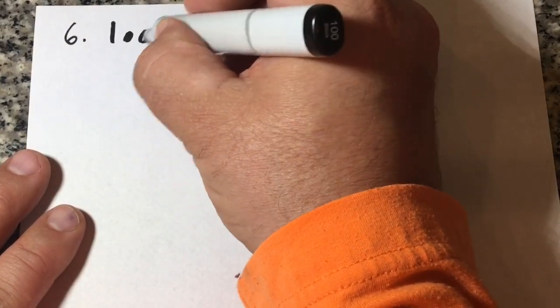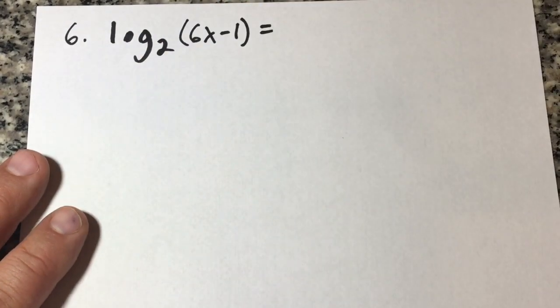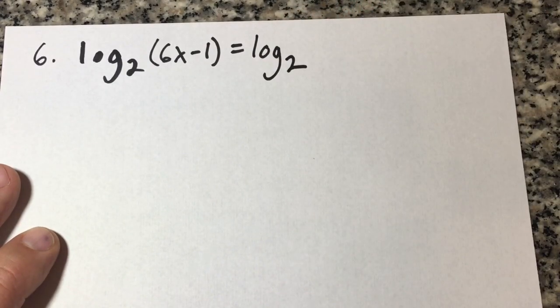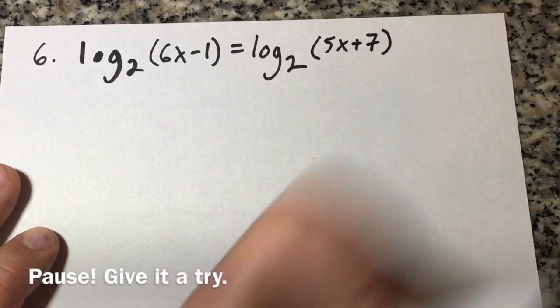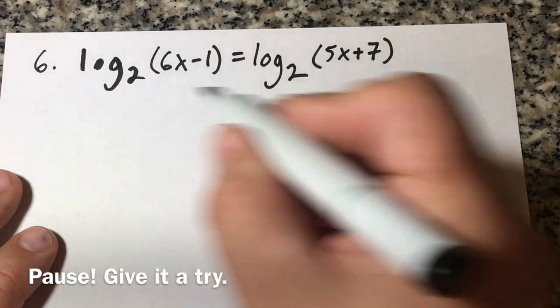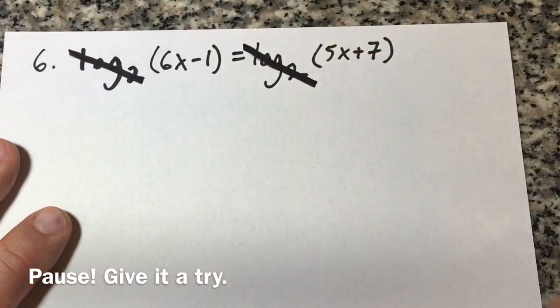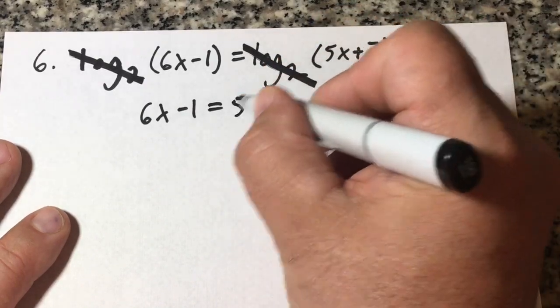Number 6, log base 2 of 6x minus 1 is equal to log base 2 of 5x plus 7. Again, they're both written with a common log of a log base 2, so I can eliminate those. And then that's just going to give me 6x minus 1 equals 5x plus 7.